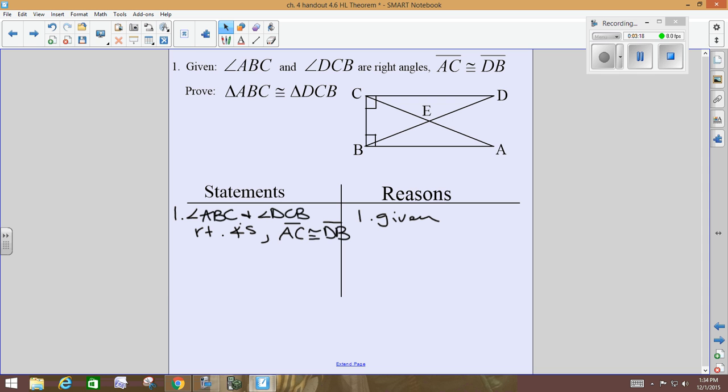All right, after you write the given, then what do you do? Mark your picture. Good. ABC and DCB are right angles. They marked that for us. And then AC is congruent to DB. So this whole segment here, AC, is congruent to this whole segment here, DB.